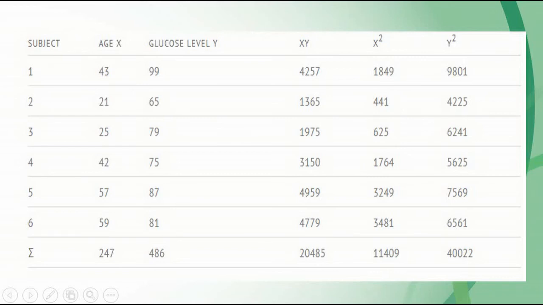After that, we have to get the sums. The summation of x, that is 247. Then the summation of y, that is 486. The summation of xy, that is 20,485. Summation of x squared, that is 11,409. Then summation of y squared, that is 40,022.